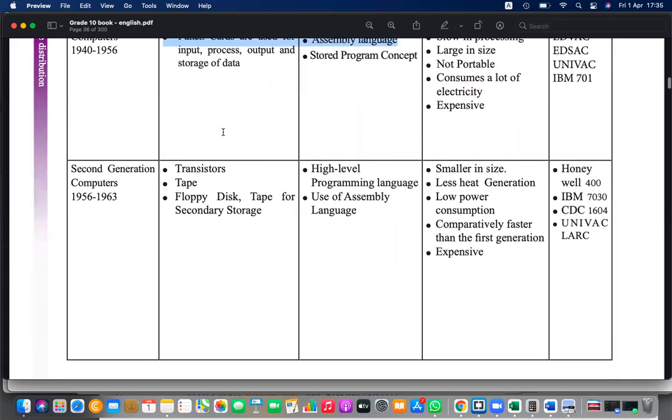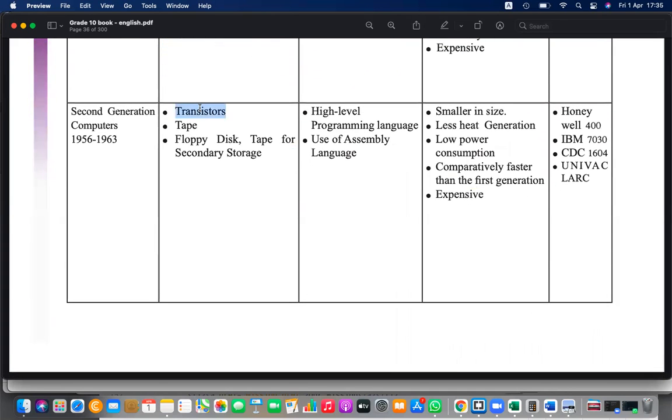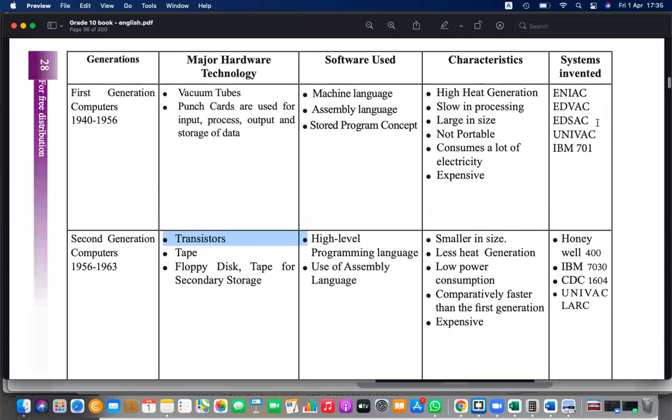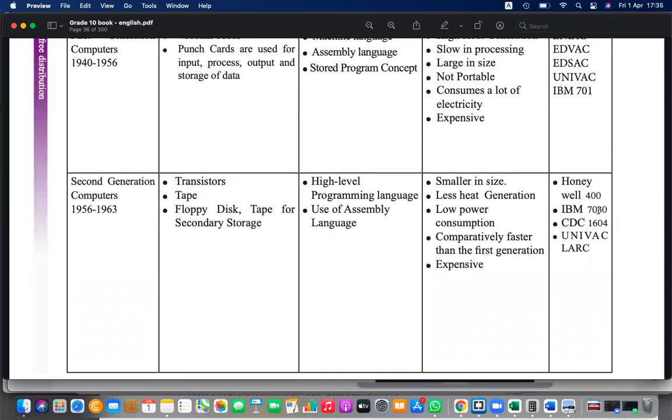Then came the second generation, 56 to 63. It used transistors, and the storage mechanisms were tapes, floppy disks, etc. Tapes and floppy disks were used for storage, and transistors were the technology for the processor. Examples include Honeywell and IBM, and there was a second improvement of UNIVAC, a transistor-based UNIVAC, called the UNIVAC LARC computer.